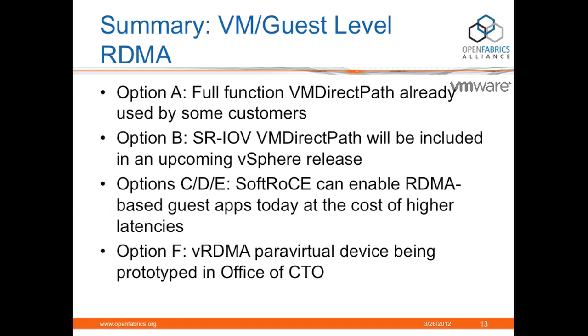So for option F, what kind of dependencies, if any, do you have on the underlying HCA provider? We don't really have any special dependencies on the underlying HCA provider. We need an OFED stack. We need verb support at the kernel level.